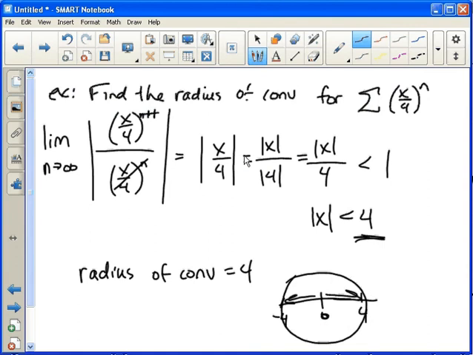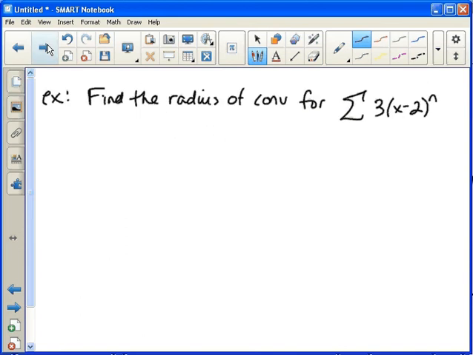Okay, let's do another one. Find the radius of convergence for 3 times (x minus 2) to the n. So we do the limit as n approaches infinity, because the way to solve a problem where you're looking for the radius of convergence is using the ratio test. We put the original on the bottom, and on top we add 1 to the n.